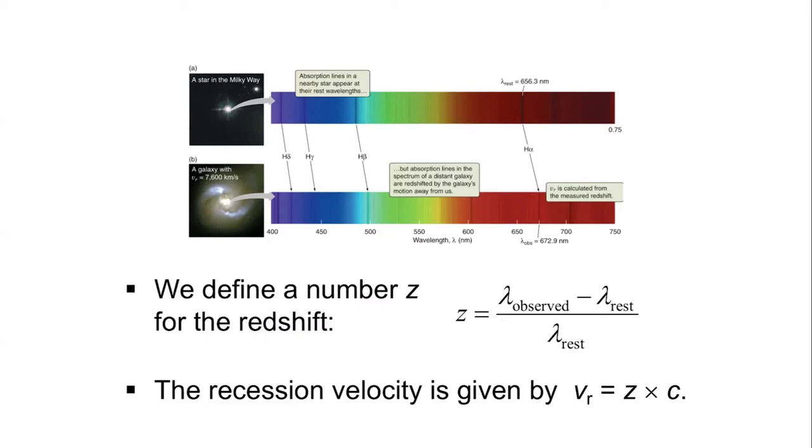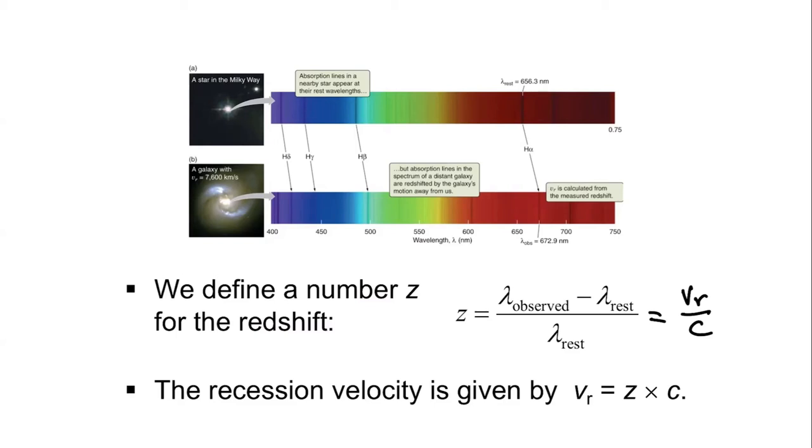We can parameterize this redshift by a parameter z. And z is defined in this way: lambda obs minus lambda rest over lambda rest. This might look familiar to you. This is very similar to the radial velocity equation. In fact, if you were to remember the radial velocity equation, this was VR over c. In the radial velocity equation, VR over c is lambda obs minus lambda rest divided by lambda rest.